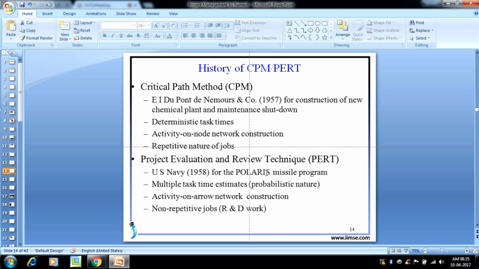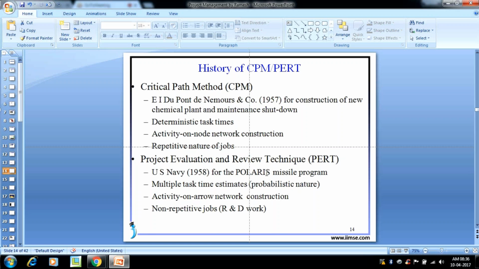Now, the study of CPM and PERT and when they were developed. The critical path method was developed in 1957 by DuPont for the construction of a new chemical plant and maintenance shutdown, which is like civil construction. It has deterministic task times, meaning we know exactly every task duration. To create a network diagram we have two methods: activity on node and activity on arrow. This is the repetitive nature of jobs: based on previous experience, we do the project. That is the CPM method.